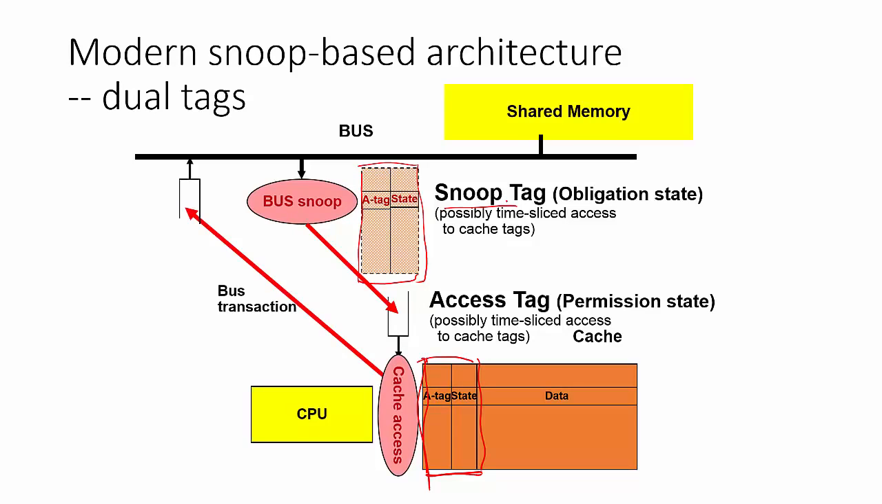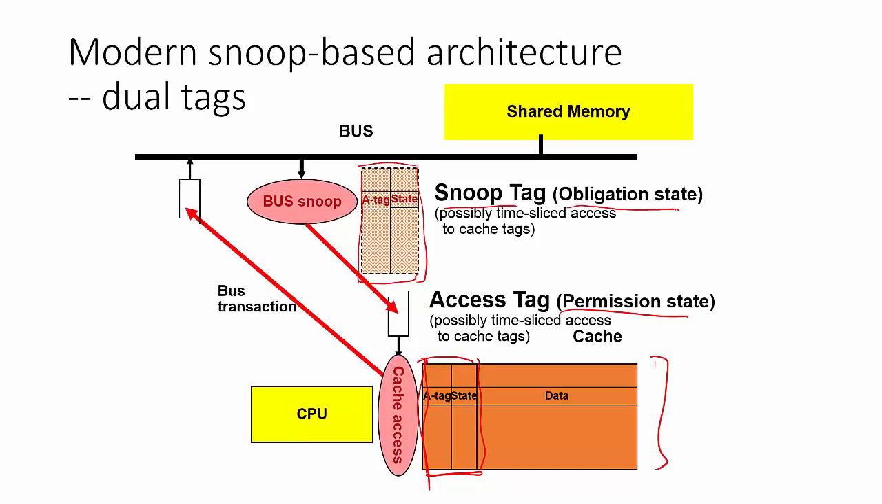We call the data cache tags the access tag, which also tells the processor what permission it has. We call the other one the snoop tags, which is the obligation state. It tells the system what this processor or this core has promised to do with respect to cache coherence towards the other processors.